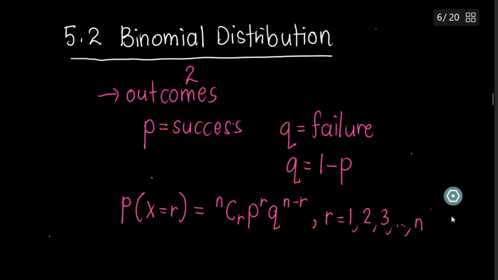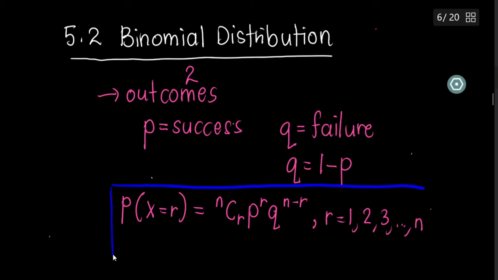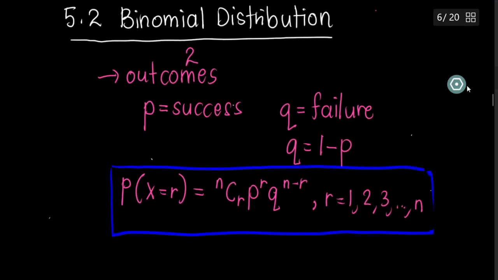Now let's look at the formula. The formula is quite easy to memorize. This is the formula. Look at the formula carefully. If you see the formula, there are different letters, right? You have n, C, r. Let me explain first, one by one, why we are using this formula.